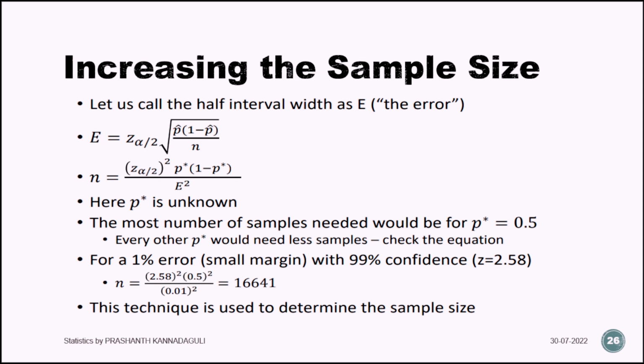Yeah, we have one answer, 9604. Okay, others? It's 1.96 square into 0.5 square divided by 0.05 square. Right? So let's do that math.